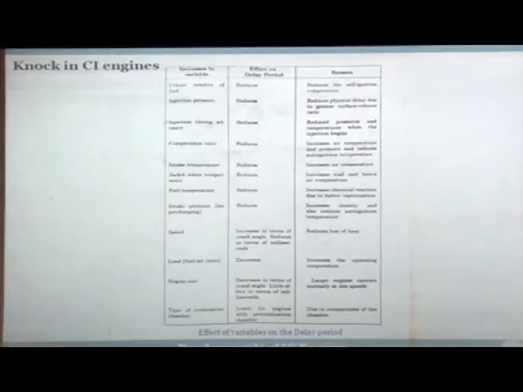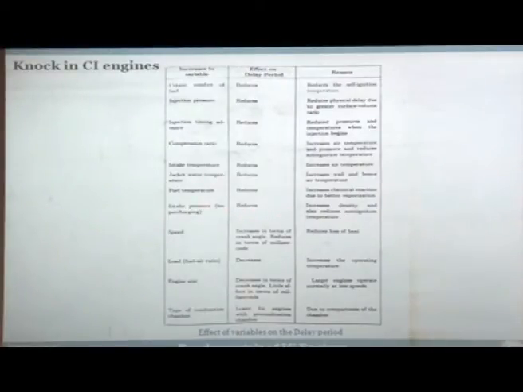Compression ratio, if you increase it, you will be injecting the fuel in hotter conditions, and that's what you want. The hotter the conditions, the less will be the chemical delay of the delay period, and even the physical delay will be reduced. So increase in pressure and temperature reduces the auto ignition temperature. If you increase the intake temperature, this will also reduce the delay period for the same reason. Jacket water temperature, if you increase it, will have the same effect. Inlet pressure, if you increase it, will also reduce the delay.